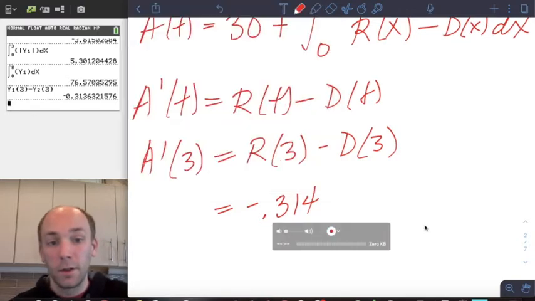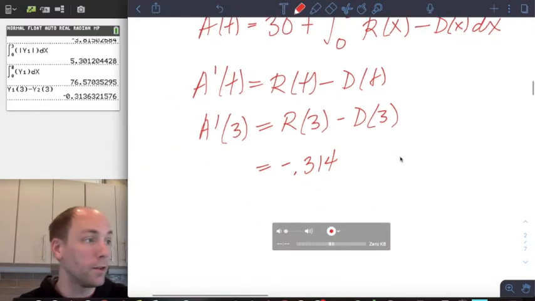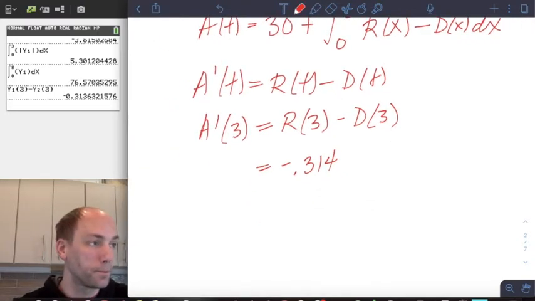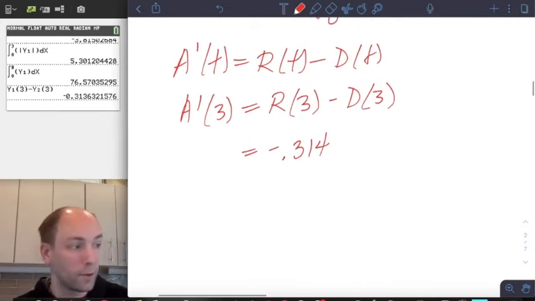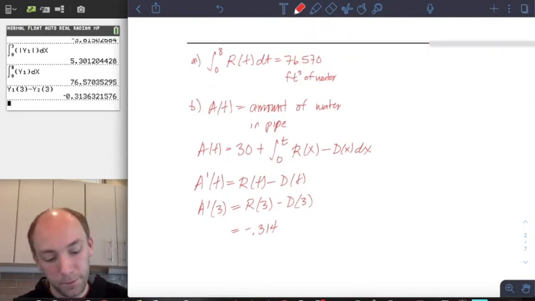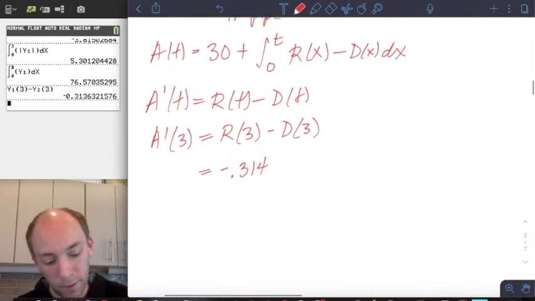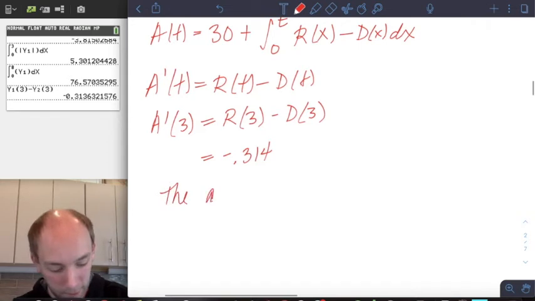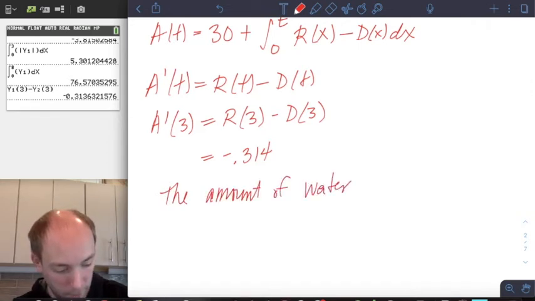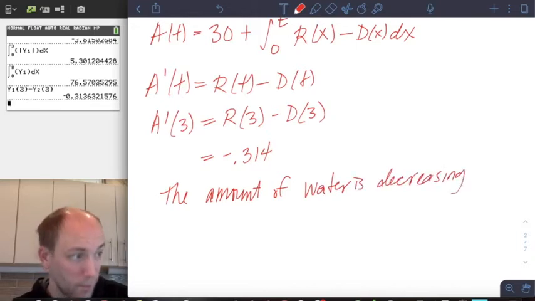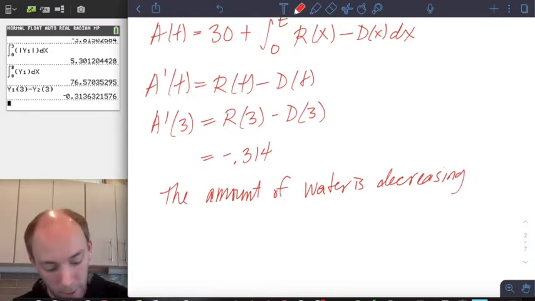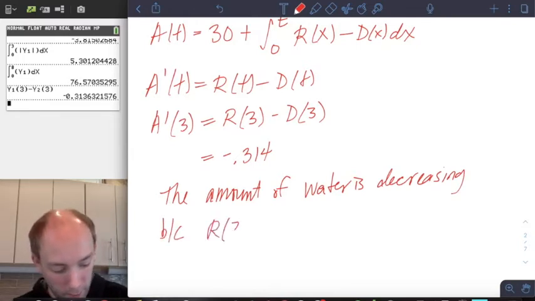So what I would say is, let's see. I would say that the amount of water is decreasing because r of 3 minus d of 3 is less than 0.